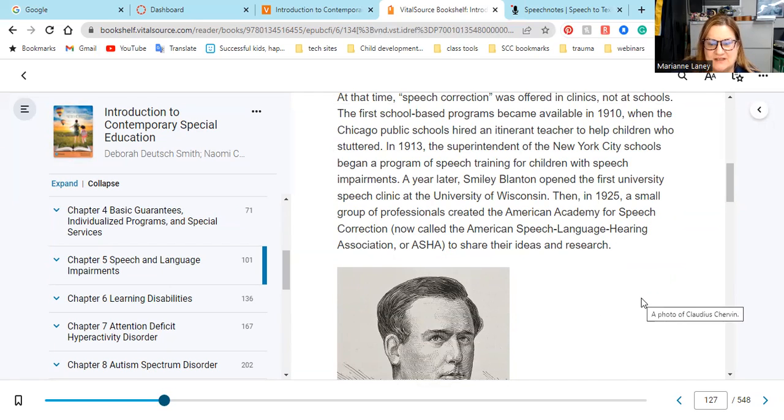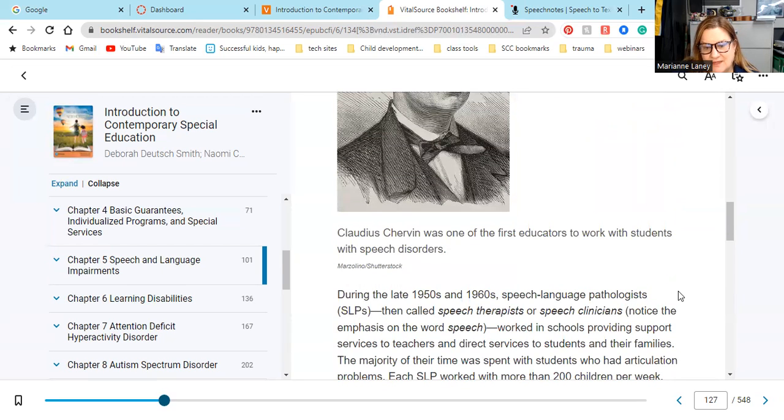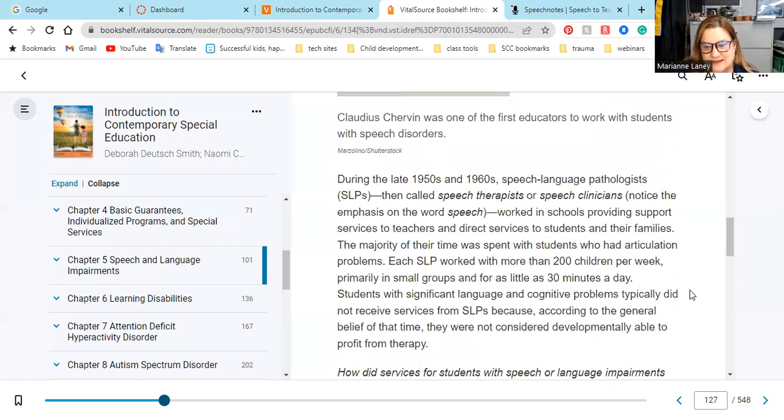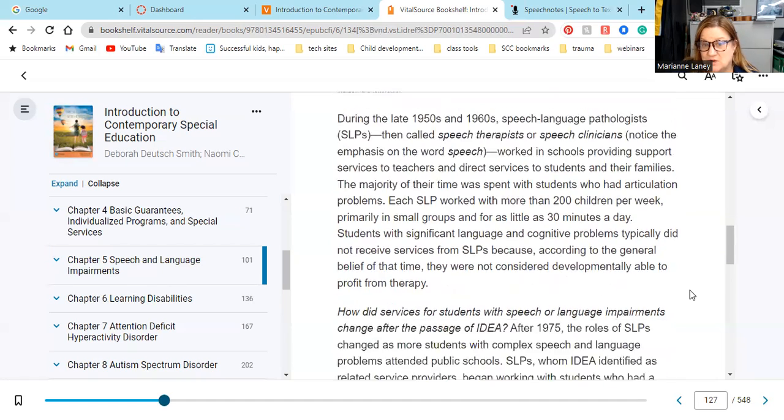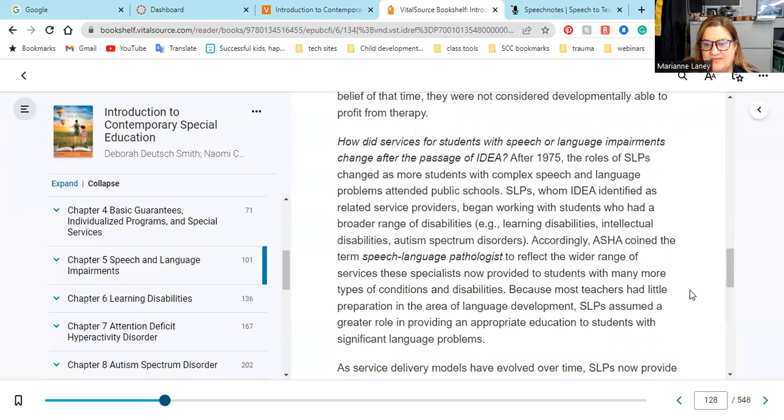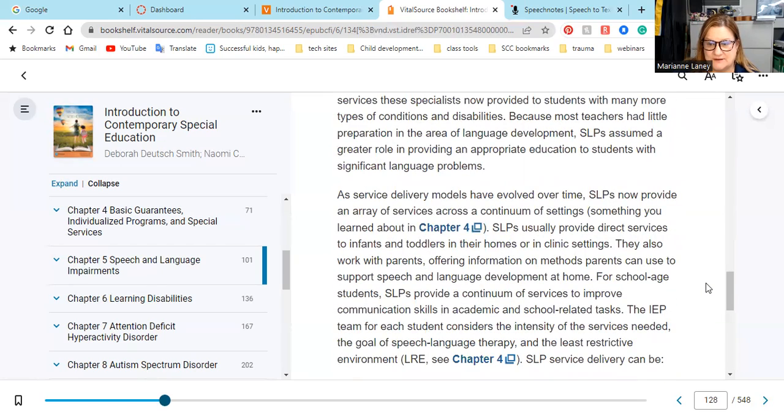And so now it's called the American Speech-Language-Hearing Association, or ASHA. If you were going to be an SLP, speech language pathologist, this would be your association. Then speech therapists, speech clinicians, it's good work to do. After IDEA, SLPs are considered related services. You don't have an SLP as a category, but an SLP can help anybody. It just depends on what the student's needs are.